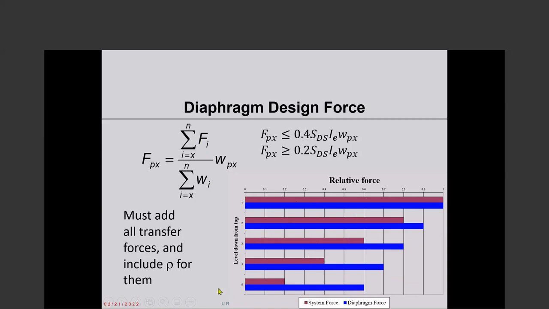Okay, this is a 1, 2, 3, 4, 5 level building. At the top level, you see the force. Next level, it is lower. Next level, it is lower, and so forth. Now the diaphragm at floor level x is not designed for the force F sub x. It is designed for a force equal to F sub px. Again, very important. The diaphragm at floor level x is not designed for F sub x. It is designed for a diaphragm design force equal to F sub px, given by this formula, where W sub px is weight tributary to the diaphragm.